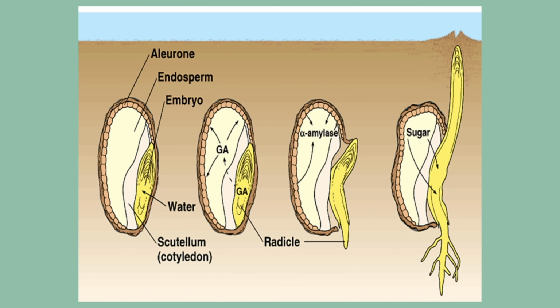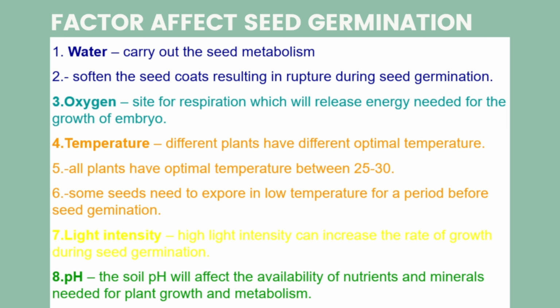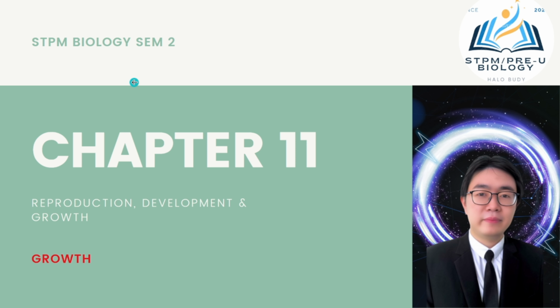So actually it's very easy. It also came out many years already in the essay. So this is a very easy topic. Also the factors that affect seed germination: of course water, water is the most important thing. Also oxygen. Oxygen can also affect temperature, light, and pH of the soil. All of that can also affect seed germination.